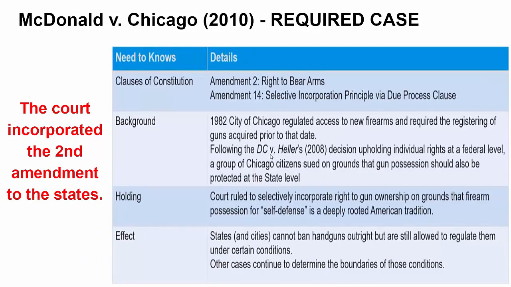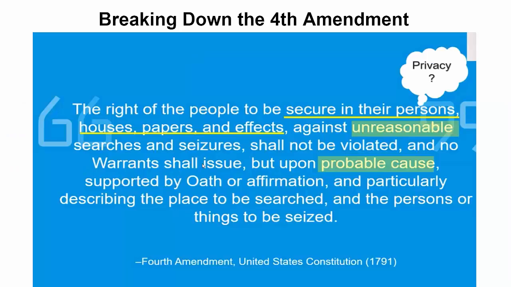So is McDonald v. Chicago from 2010. This is actually the case that incorporated the Second Amendment to the states, that required the states to follow the Second Amendment as the national government had to after Heller. Of course, in this case, the city of Chicago had regulated access to new firearms. It required a registration process to acquire guns. Citizens of Chicago sued, and ultimately what the court ruled was that gun ownership was an individual right that was extended to the states as well. So states and cities cannot ban handguns outright. They had to be allowed, but they could regulate them under certain circumstances. So again, this is considered a victory for gun rights, as was the Heller case, and that really wraps up our coverage of the Second Amendment.